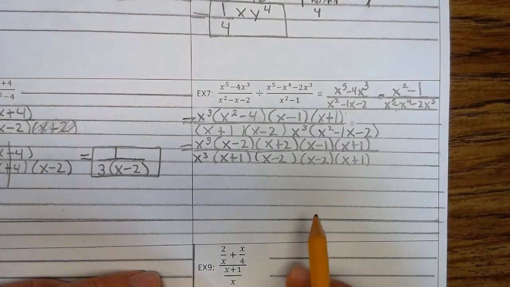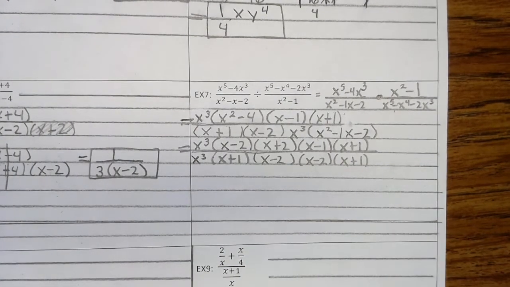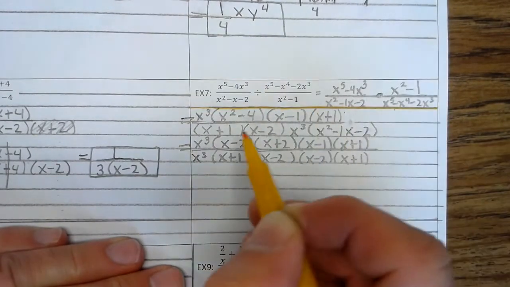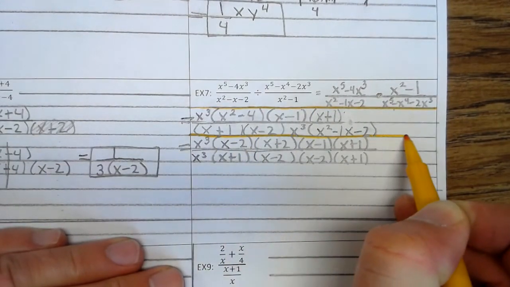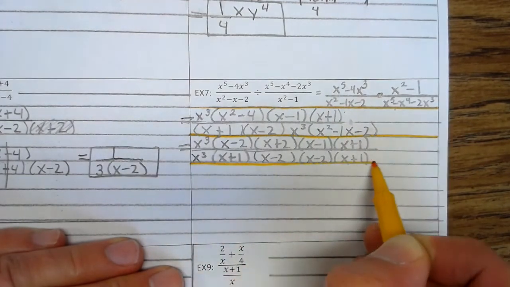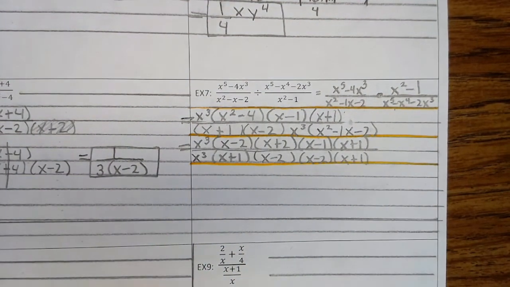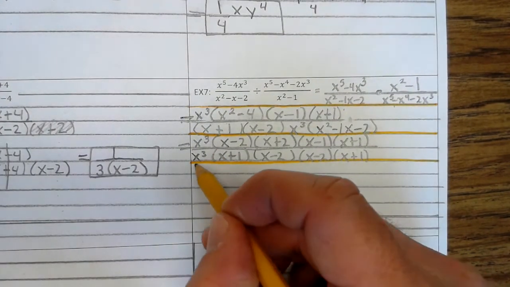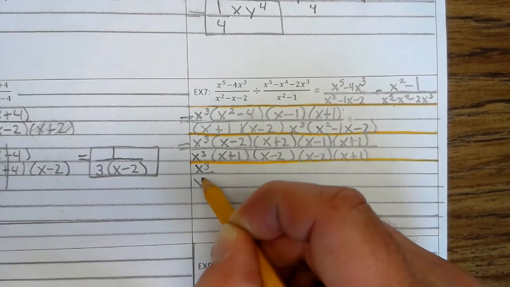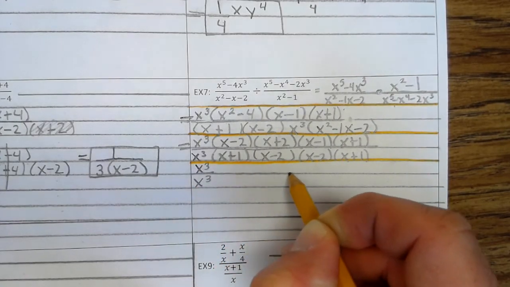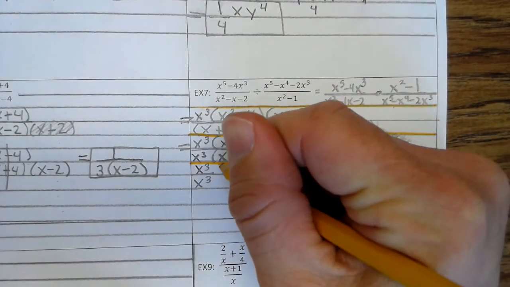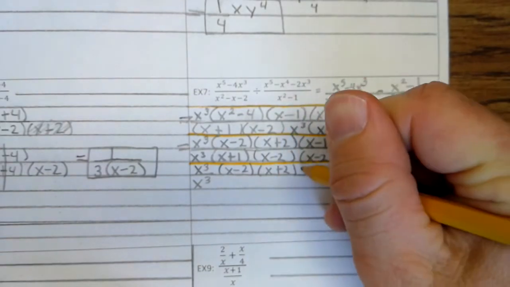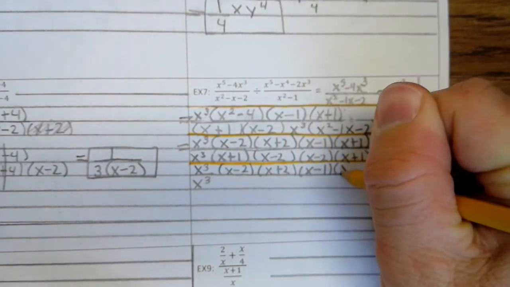All right, so now, and I know this work is probably a little confusing to see, so let me just draw lines here. So this is work, this is work, and so now here we have a new line of work. Okay, now we're going to rearrange all of this so that we have it lined up and we can divide things out. Well, x cubed, we have that. And then I'm just going to rewrite the numerator, x minus 2, x plus 2, x minus 1, x plus 1.